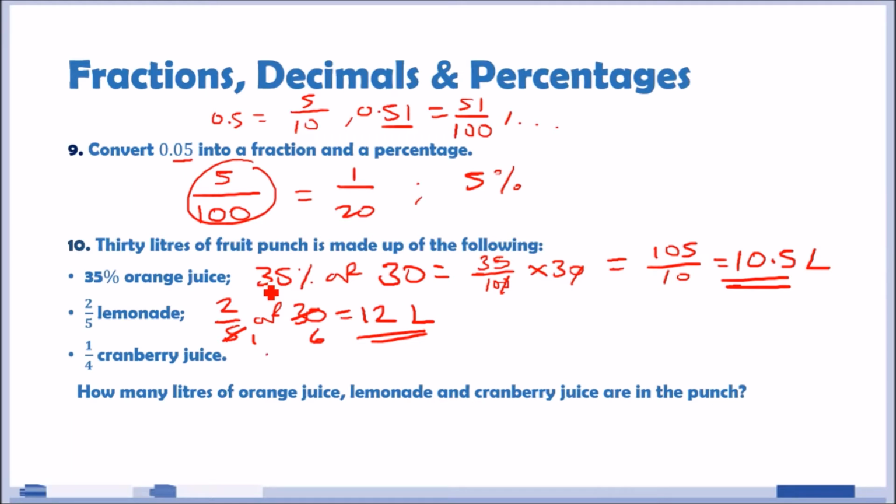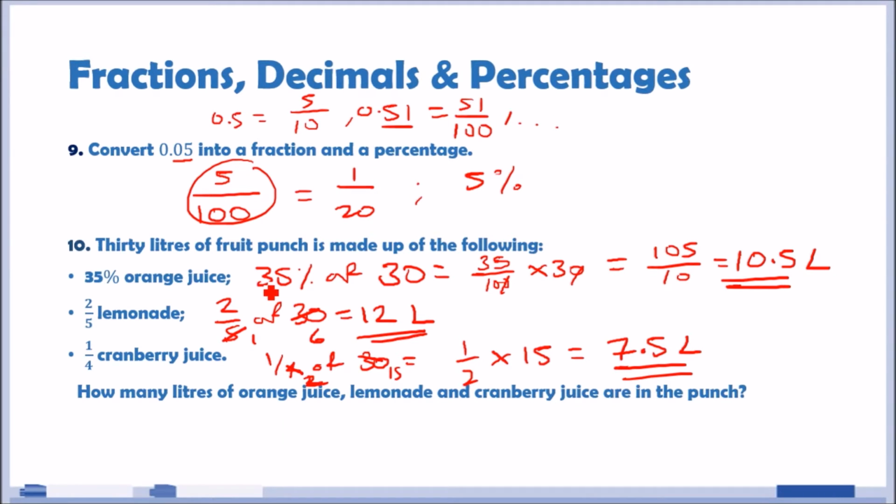And finally, a quarter of cranberry juice. So a quarter of 30. Again, how many times does 4 go into 30? Well, we can halve both actually, so it'll be 2 and 15. So here we've got a half times 15. So half of 15 literally, we should know straight off the bat, is 7.5 liters.